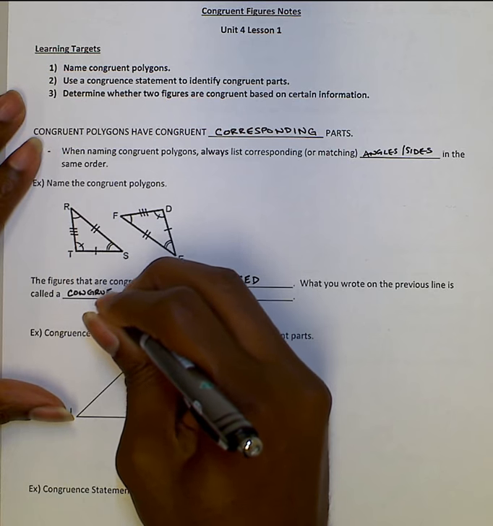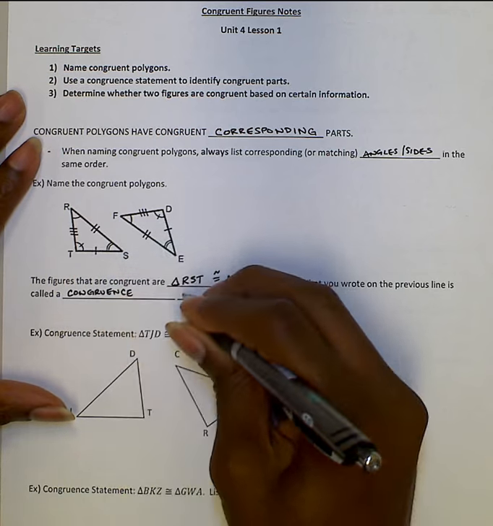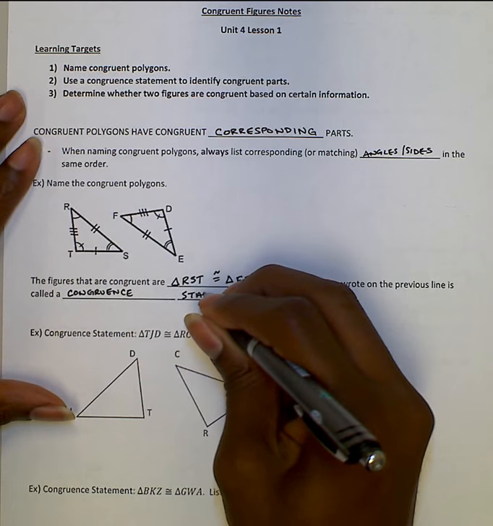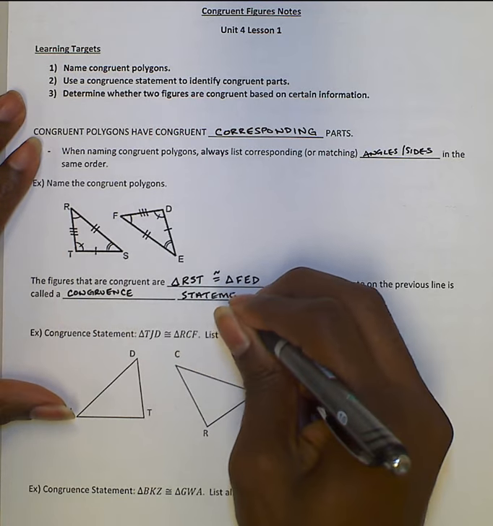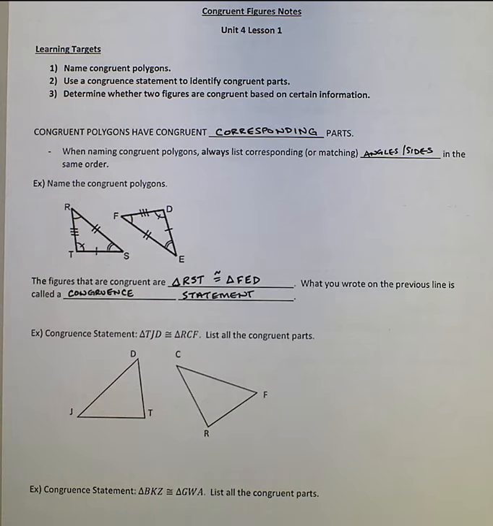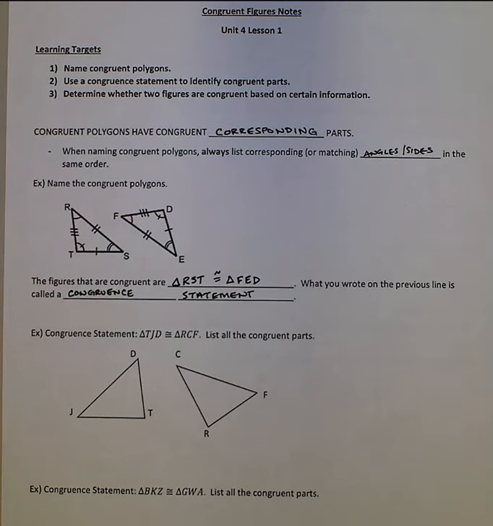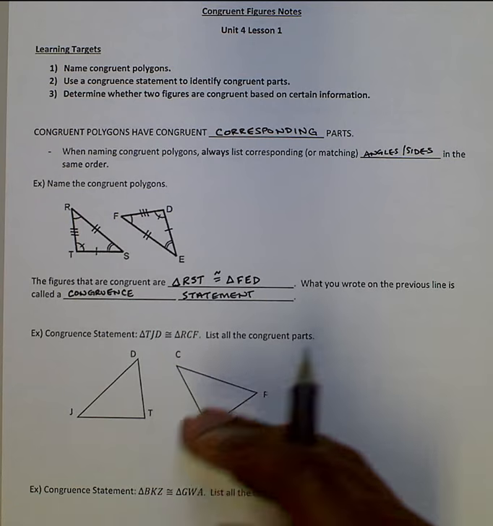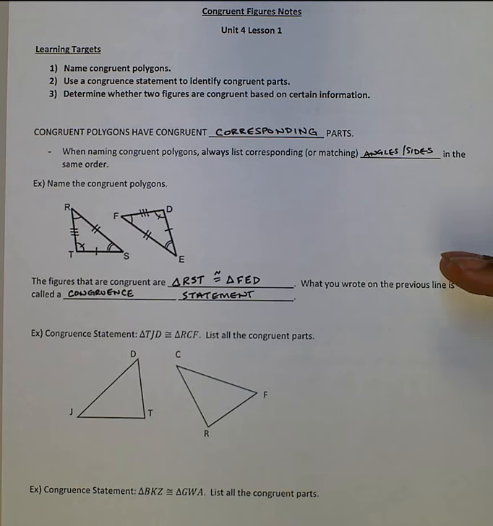So when I ask you to write a congruence statement, that's what I'm asking you to do. Tell me what is congruent. We can go from visuals to a congruence statement, but we can also go from a congruence statement to visuals and list the parts that way. We kind of had to do that here.